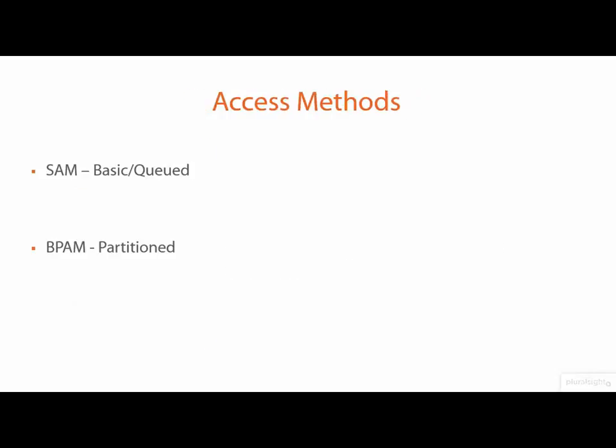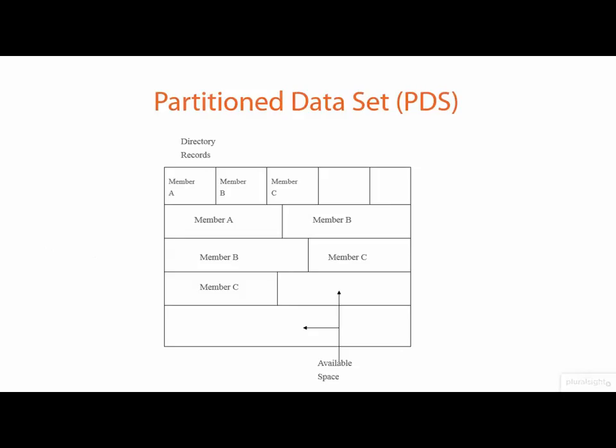With partitioned datasets, there are two access methods employed. The sequential access method is how individual members are processed, while the partitioned access method, or BPAM, is used to manage the directory entries. A partitioned dataset consists of a directory located at the beginning of the file, which points to all of the individual members in the dataset. Each member is a sequential file. This type of organization is also referred to as a library.